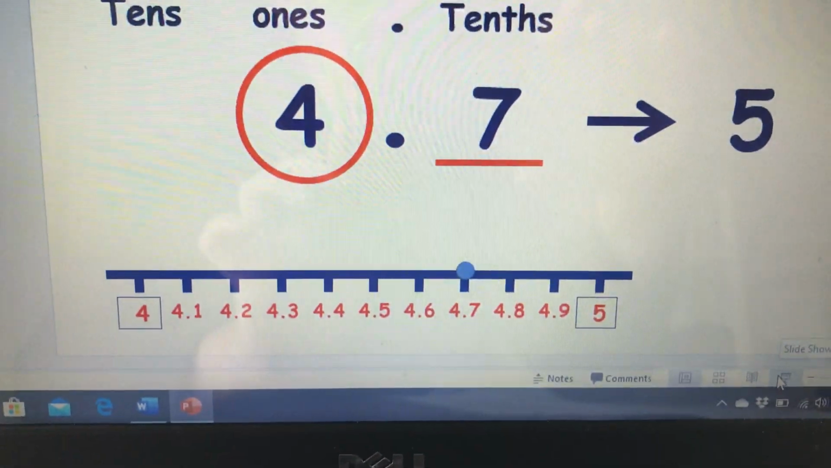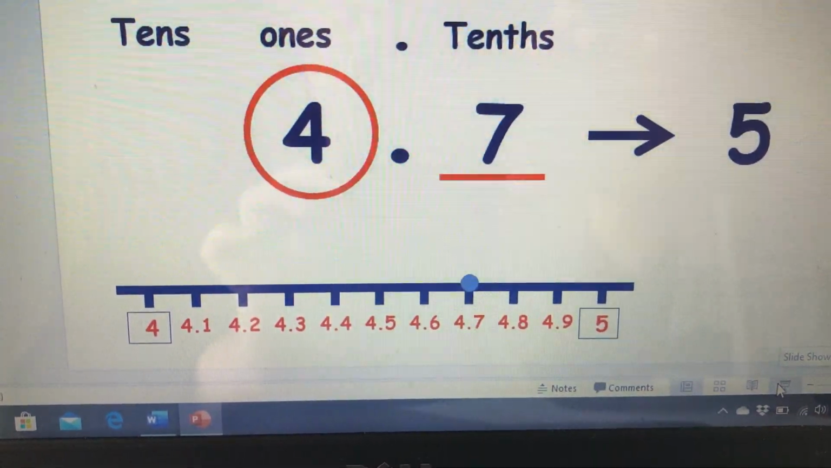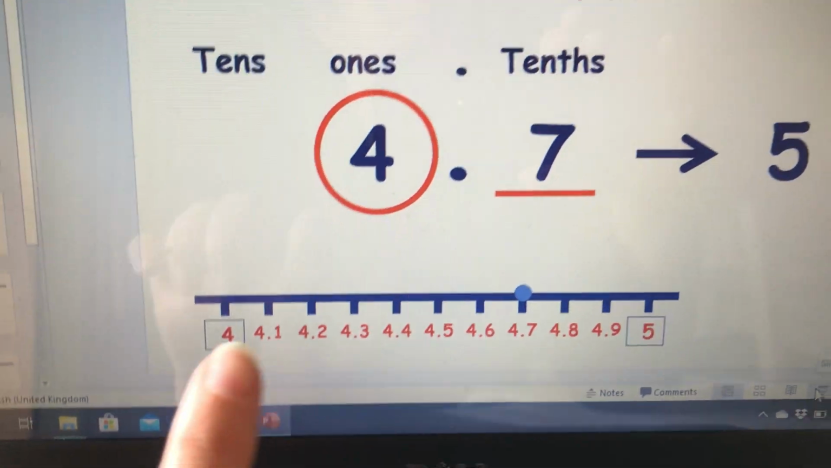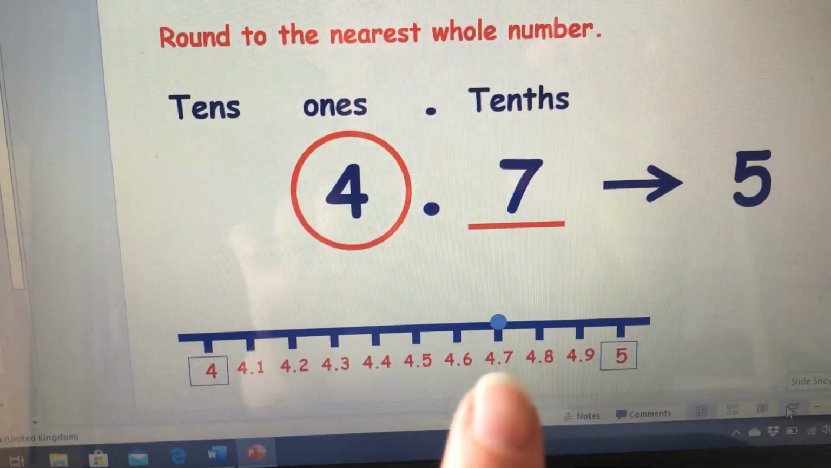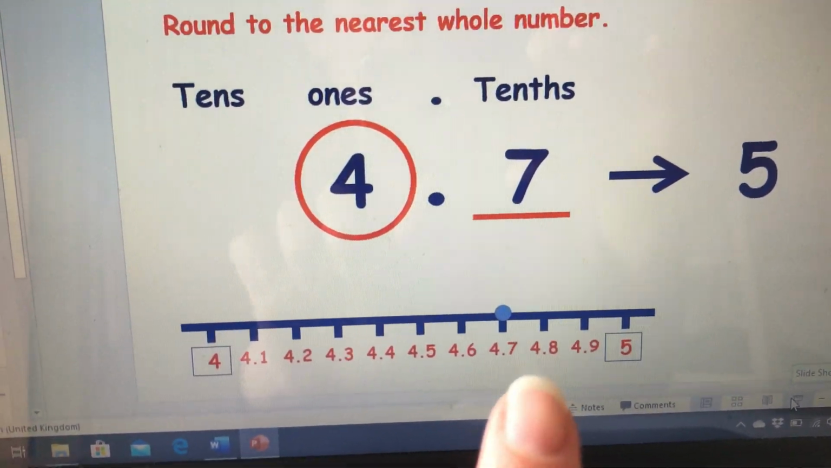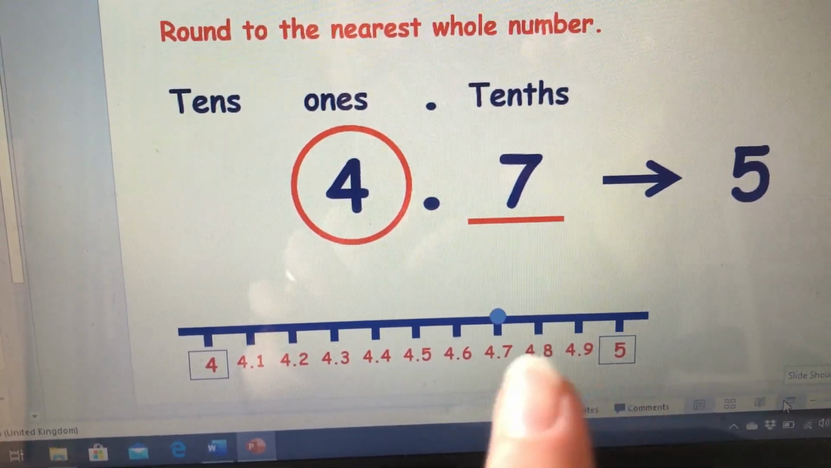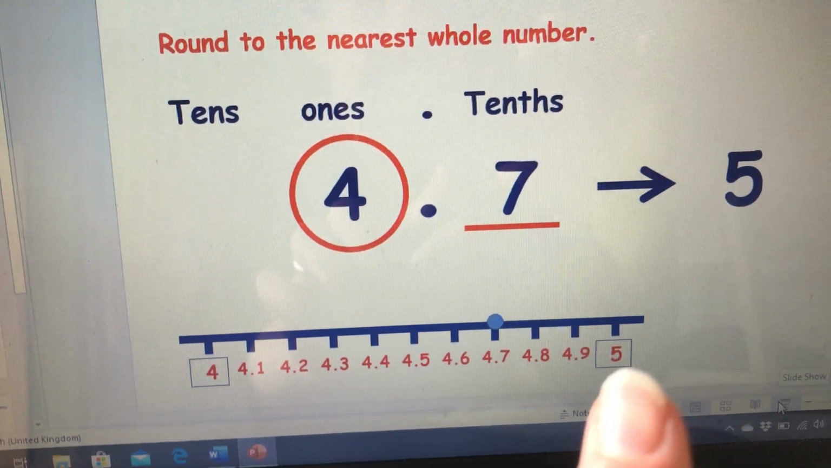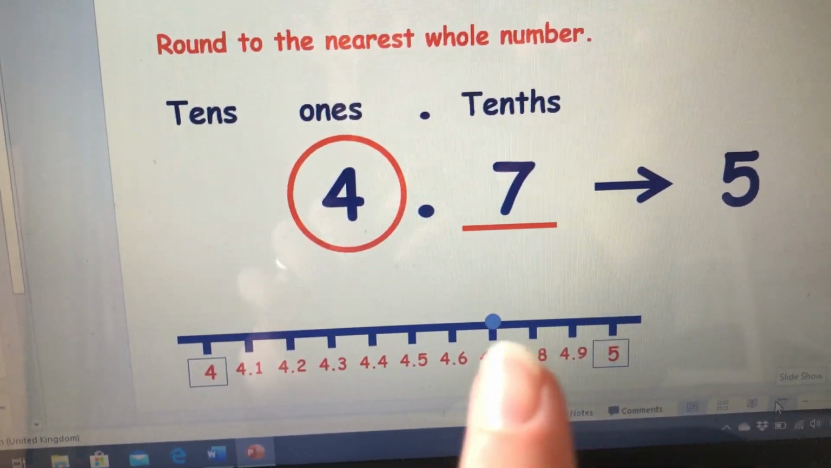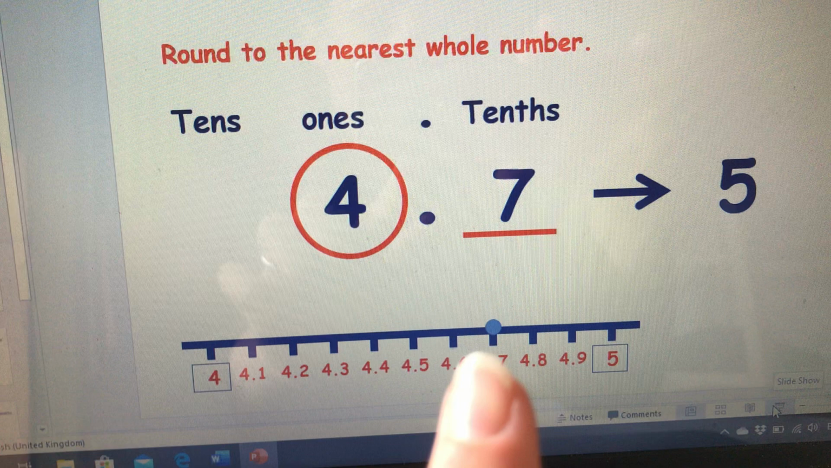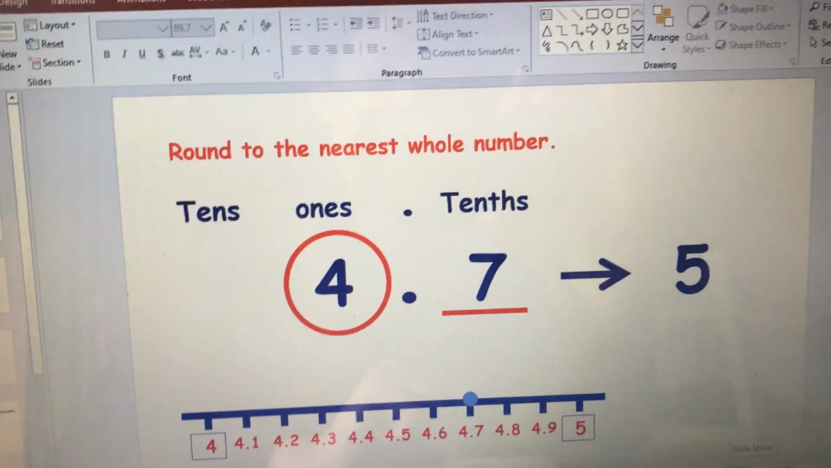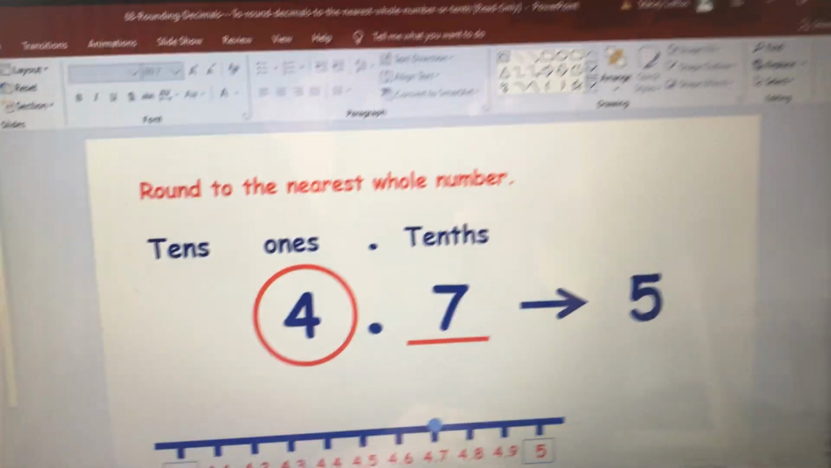If you looked at it on a number line, which is another way you can do it, if you plotted it at 4.7 like that, you're thinking about which whole number, the 4 or the 5, that 4.7 is closest to. Well, it's closest to the 5, isn't it? It's only 0.3, 1, 2, 3 jumps away from that 5. It'd actually be 7 jumps away from the 4. So that's why we're rounding up, and rounding that number to the nearest whole number would be 5.